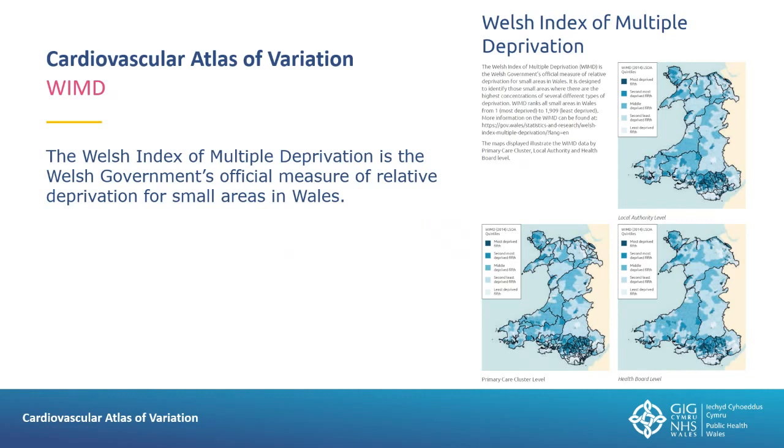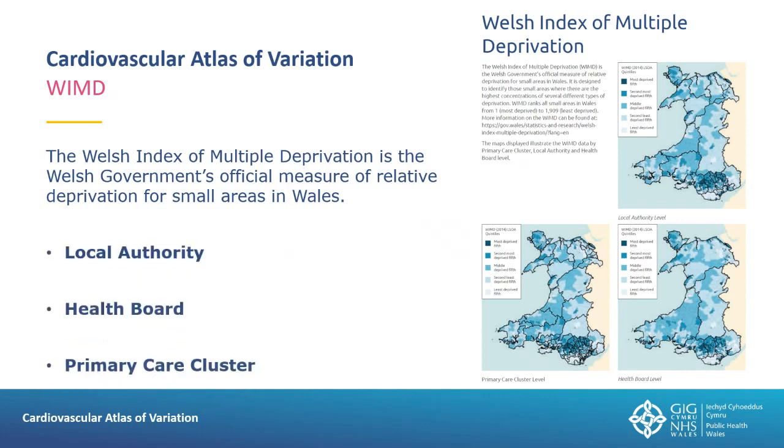So with the whole atlas, we underpinned all of it with the Welsh Index of Multiple Deprivation. This is the Welsh Government official measure of relative deprivation for small areas in Wales. So the maps show how we could do this. The underlying map in the different shades of blue and white and grey are the areas of index of multiple deprivation. Overlying it are the local authority maps, the health board maps, and then the one here on the inside left, the bottom, is the primary care cluster map.